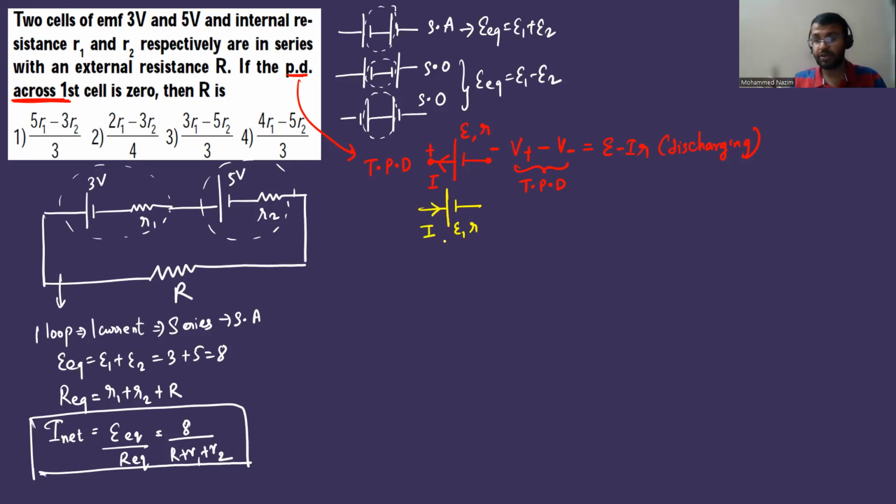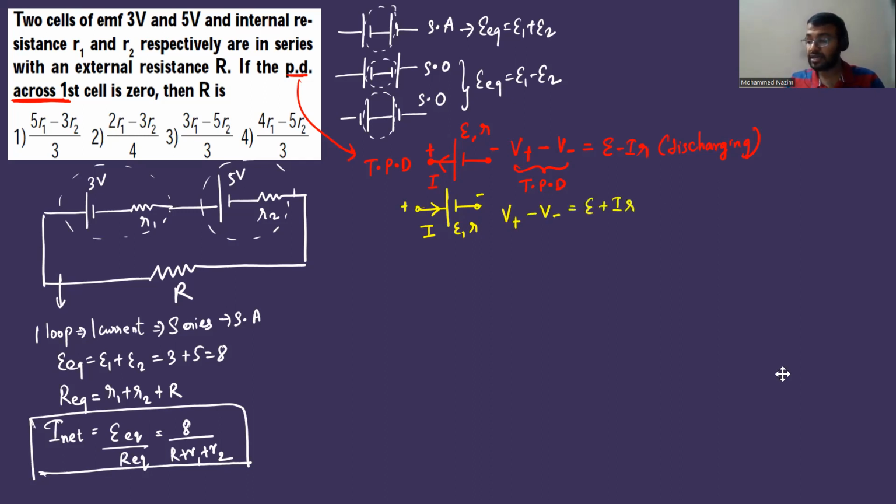Usually current will flow from the positive terminal, but if you are connecting it into an external circuit such that the other cell is supplying current into the positive terminal of the other cell, then the cell is said to be in which mode? Charging mode. You just see if current is leaving the positive terminal, it is discharging. If current is getting into the positive terminal, then it is said to be in the charging mode. Then the positive terminal potential minus the negative terminal potential will be equal to E plus IR.